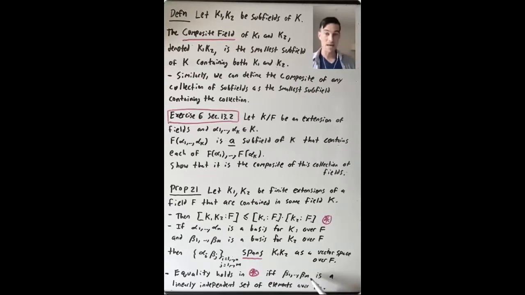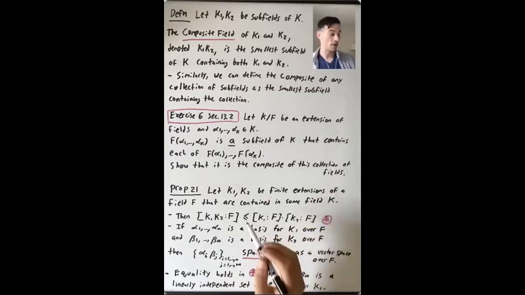This is a basis for K2 over F. That means if you have any linear combination of these elements with coefficients in F that gives you 0, then each one of those coefficients was 0. But when is it true that any linear combination of these elements with coefficients in the bigger field K1 that gives you 0 must have each one of the coefficients being 0?